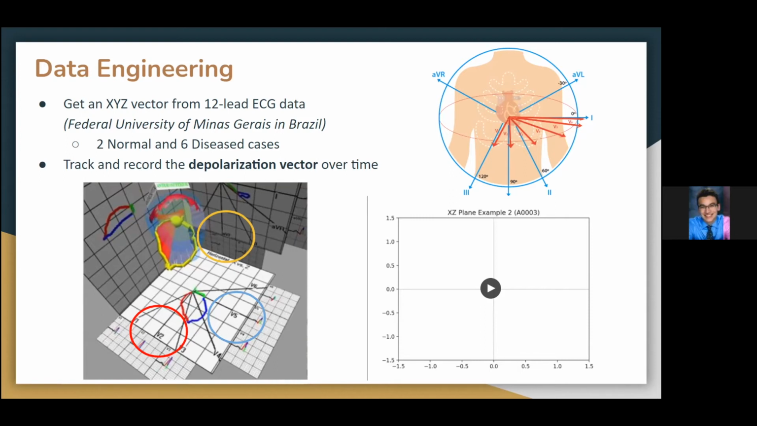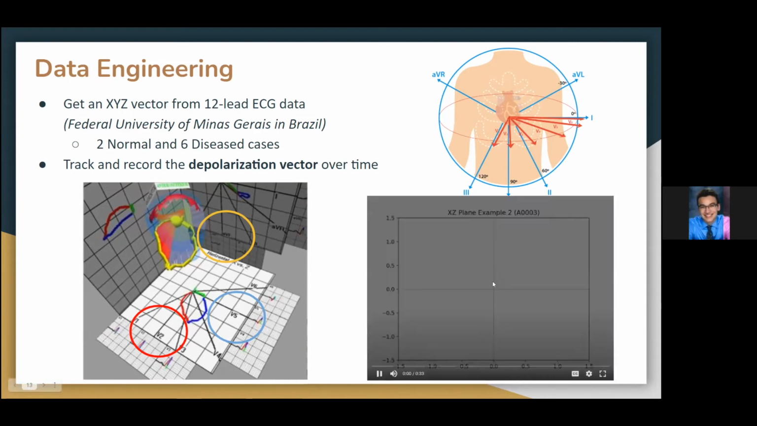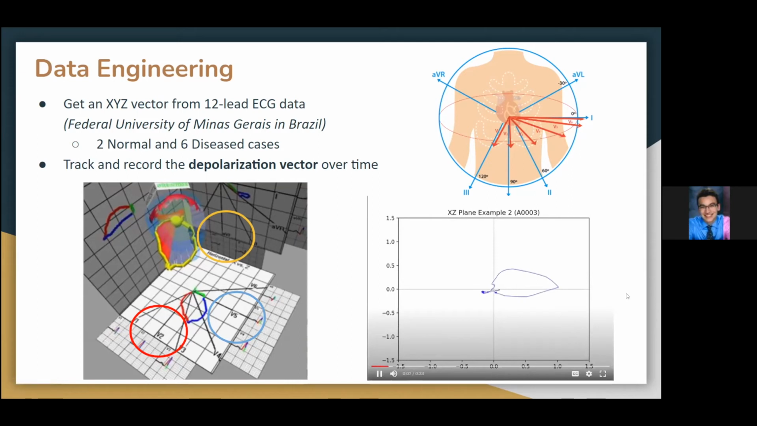But the value of each lead is just the strength of the depolarization vector in the direction of that lead. Or in other words, it's the projection of our depolarization vector onto the direction of that lead. So that means that in a 12 lead EKG, all of the leads contain information about the depolarization vector. It's a projection in that direction. So if you know the direction of the lead, then you can reverse engineer that back into the depolarization vector. So as you can see on that image on the left, we have the blue, red, and yellow circles, which are highlighting the axes on the plane, the coordinate plane.